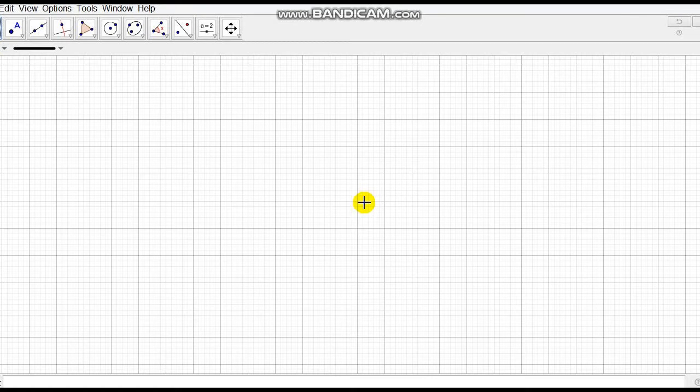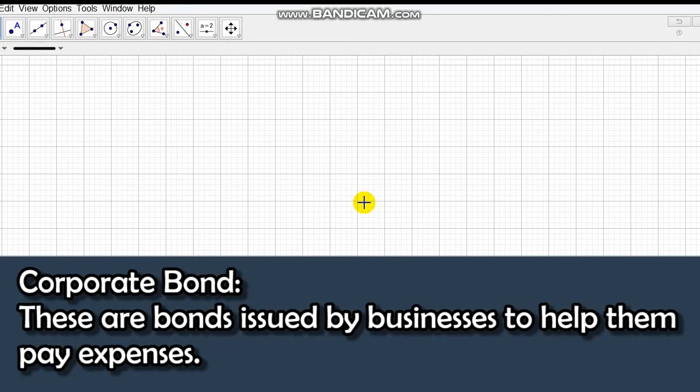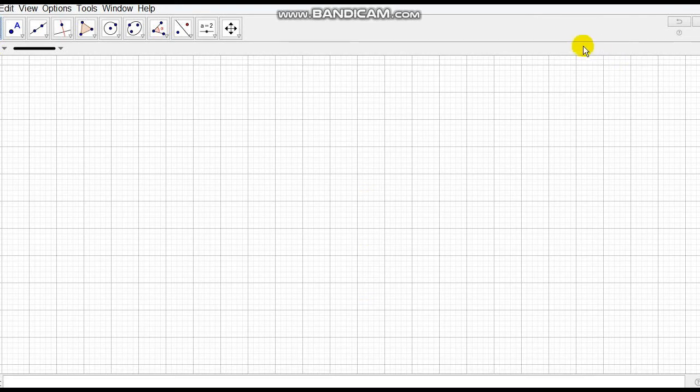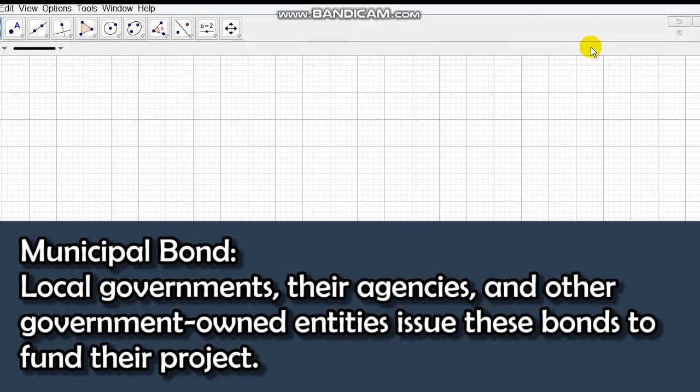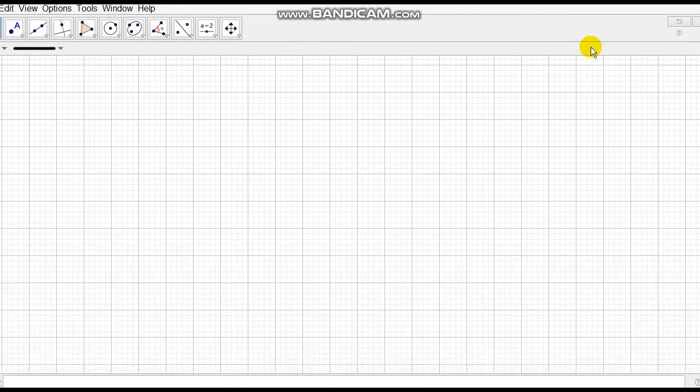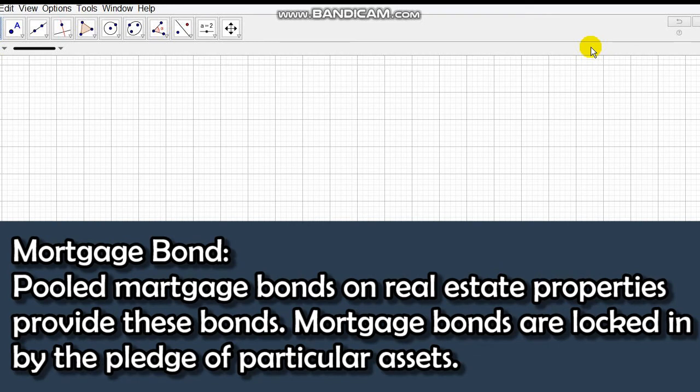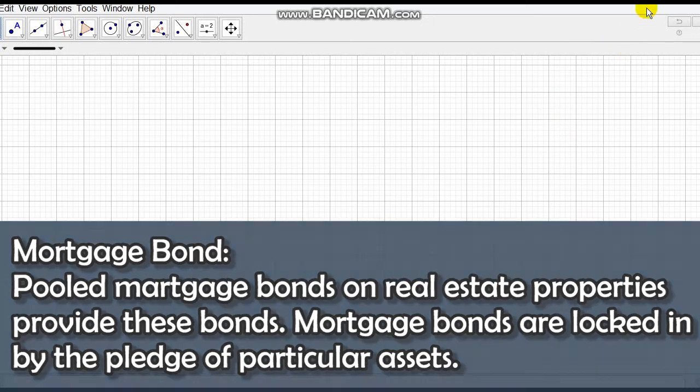Next is the corporate bonds. So these are bonds issued by businesses to help them pay expenses. The third one is the municipal bonds. Local governments, their agencies, and other government-owned entities issue these bonds to fund their projects. The difference between the government and the municipal bonds is that the municipal bonds are more on the local government, while the government bonds are more on the national government. And lastly, mortgage bonds. Pooled mortgages on real estate properties back these bonds. Mortgage bonds are secured by a pledge of a particular asset.